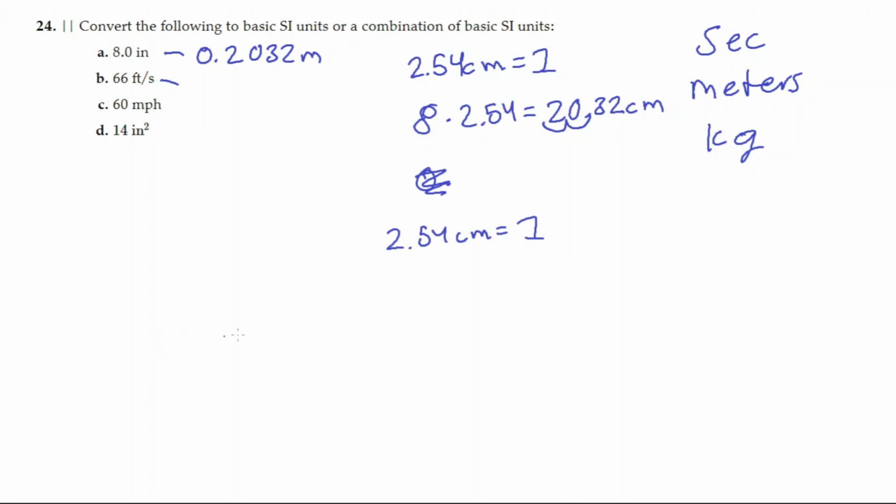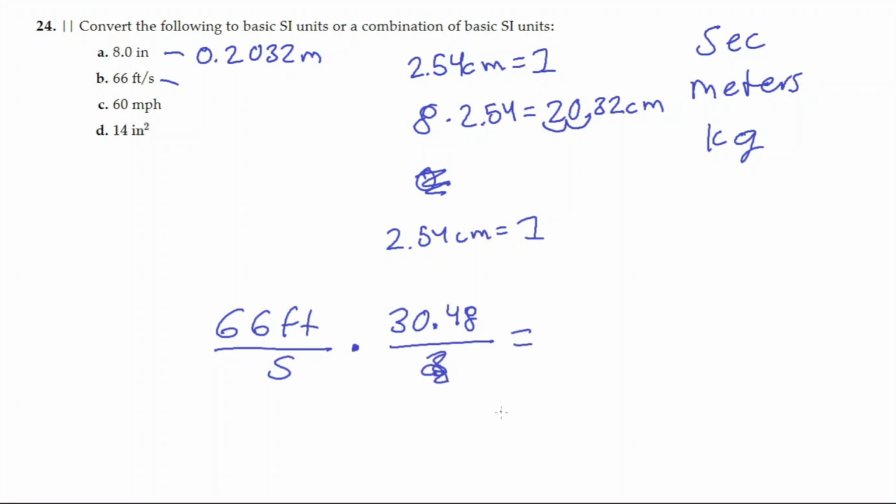And we could also just write it out like this. So we would have 66 feet per second, and we could keep the seconds the same. We just need to change the feet into meters. So we know 2.54 centimeters is 1 inch, which would mean that 1 foot is equal to 30.48 centimeters. So we would multiply it by 30.48, and the seconds would stay the same.